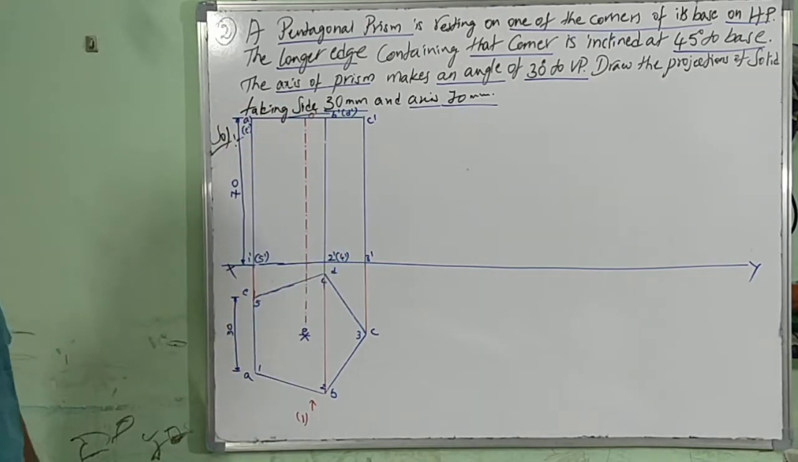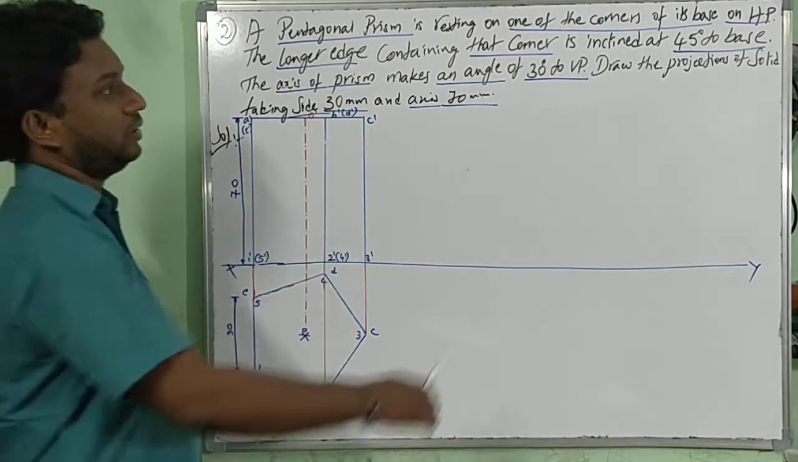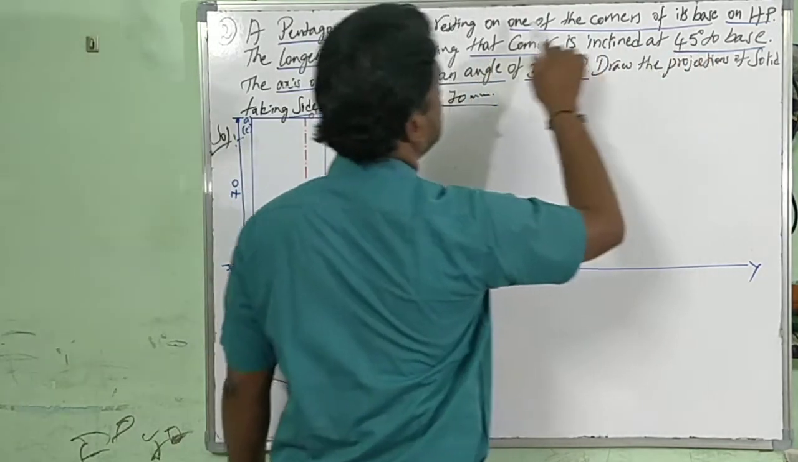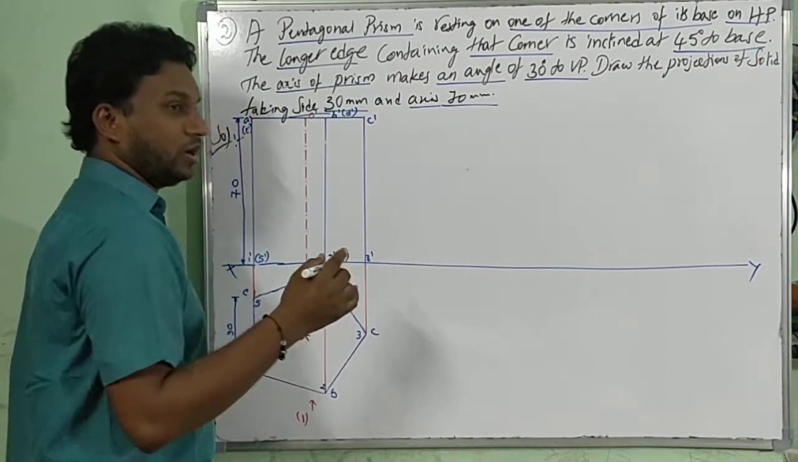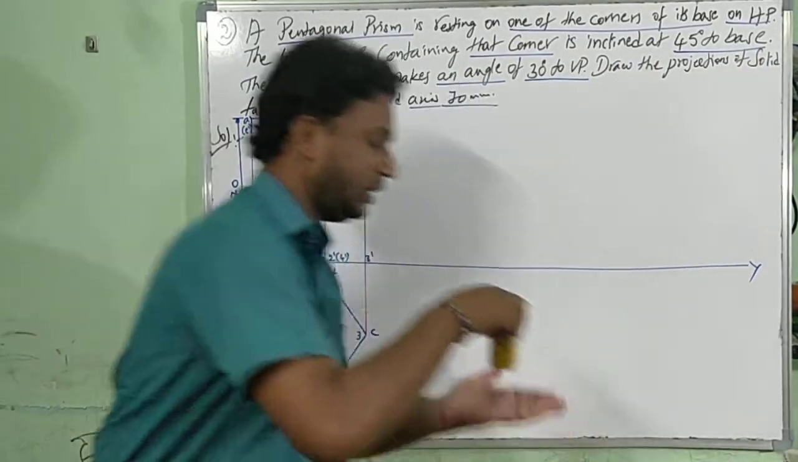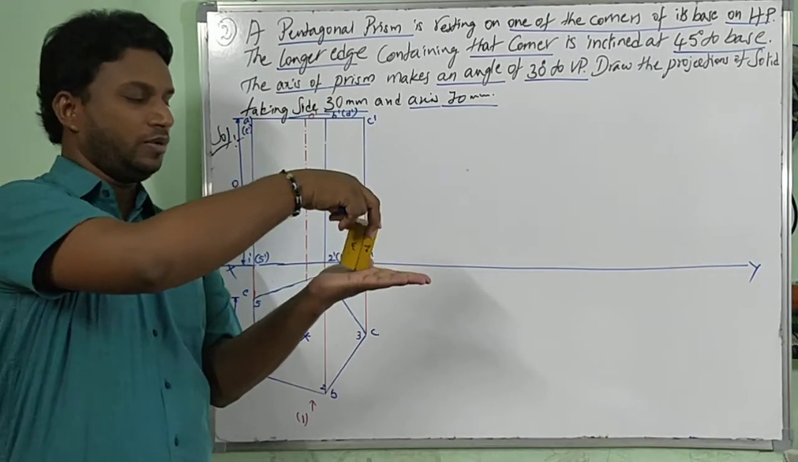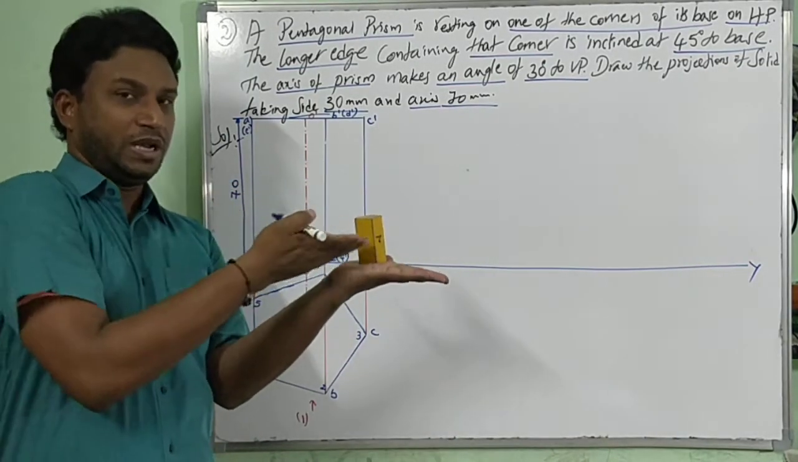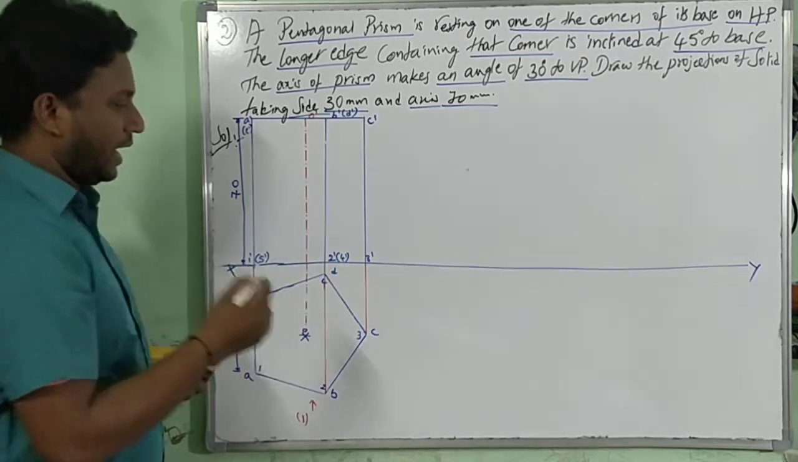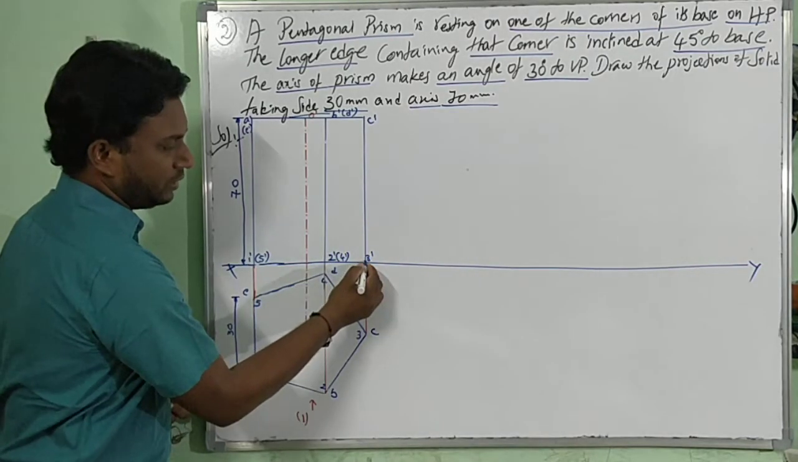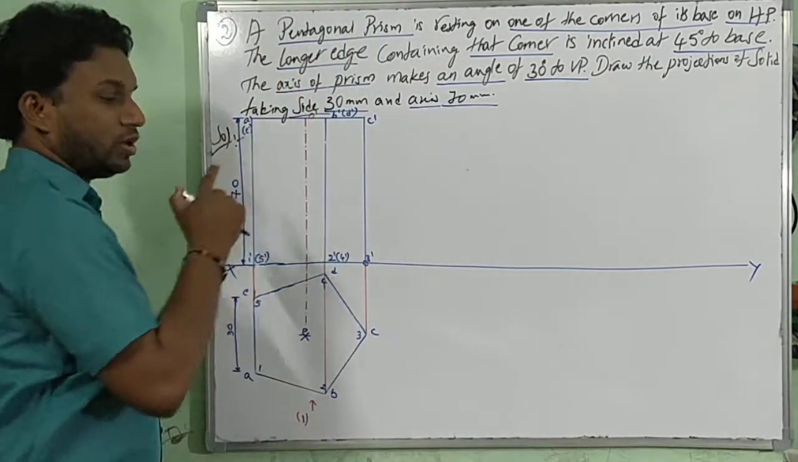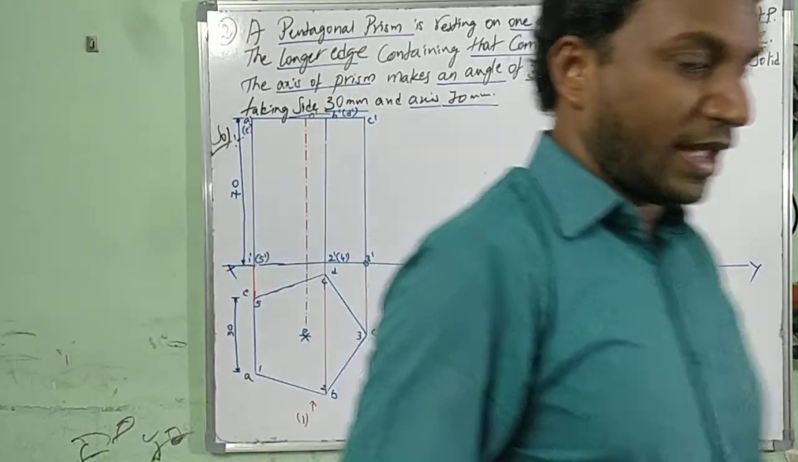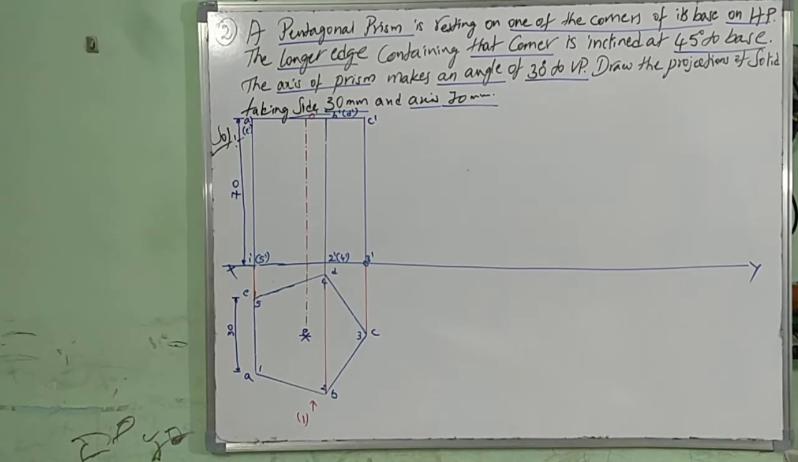Why on the XY line? Because one of the corners of its base should be resting on HP. So after the initial position, when it is resting on a corner, we have made it lie completely on the XY line. So I am selecting the corner, which is nothing but this 3 dash. With respect to this corner, you are supposed to draw the angle of 45 degrees. See the first condition, what is given.